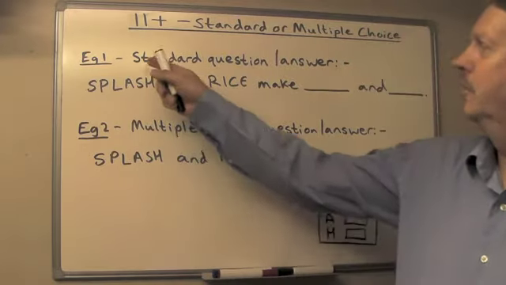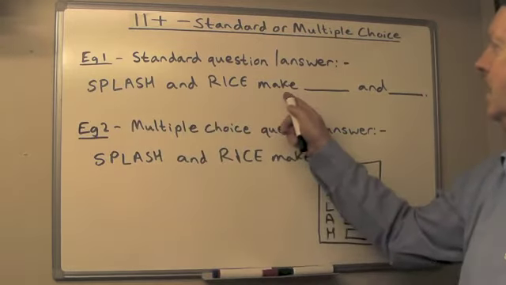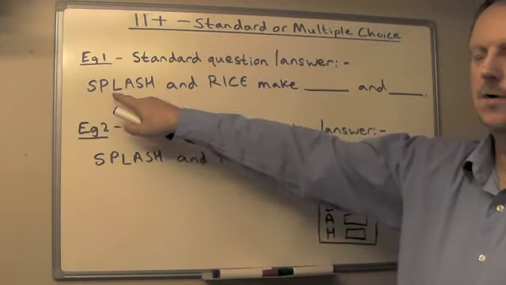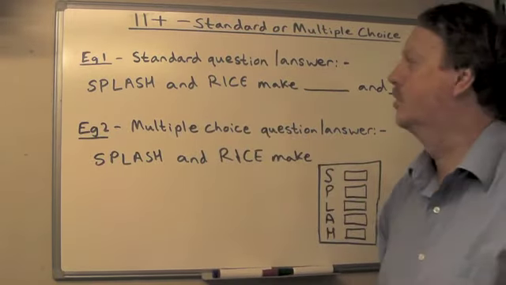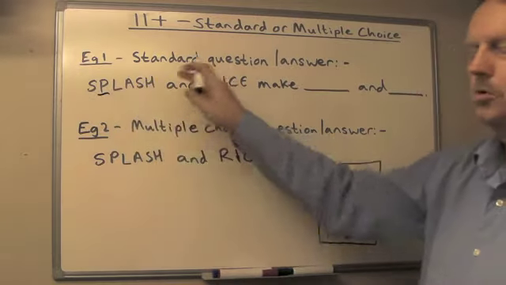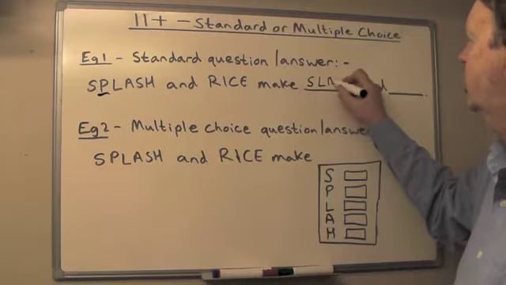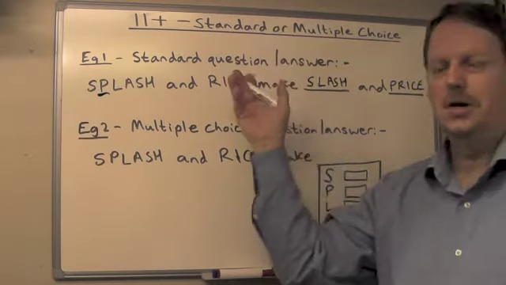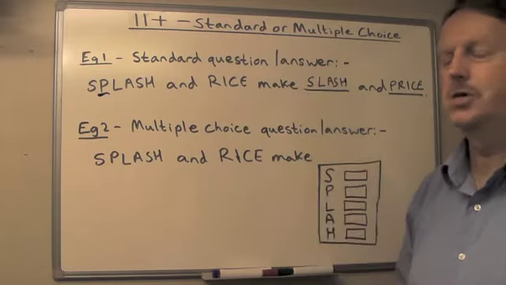So in the example we've got here for the standard question answer, Splash and Rice make something and something. What you have to do here is take one letter from Splash and add it somewhere to Rice to make two completely different words. Well, the letter you take is P, so you have to write what the two words are going to be for the answer, which will be slash and price. So that basically is what a standard type of question is. Anything that the child writes down themselves.